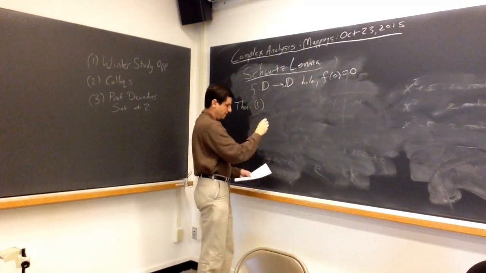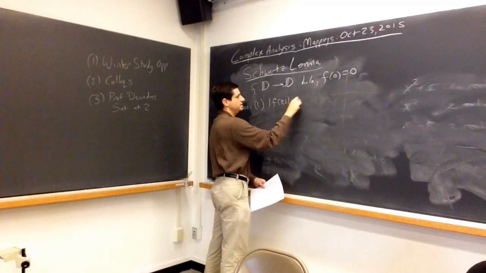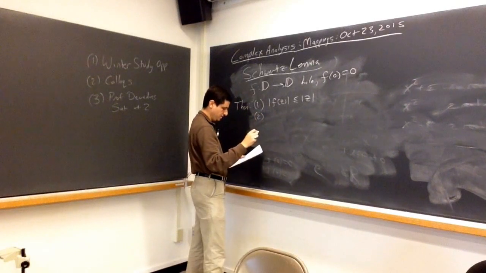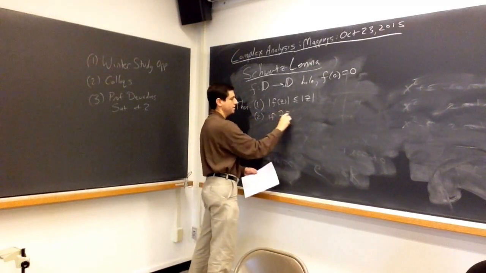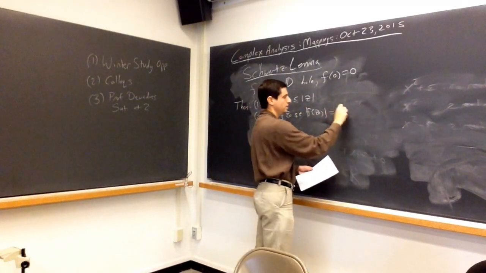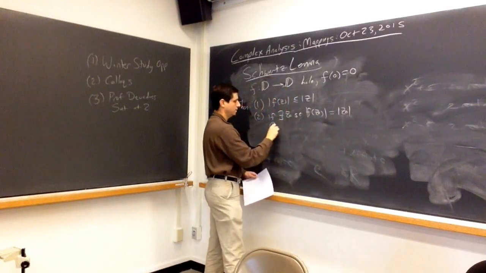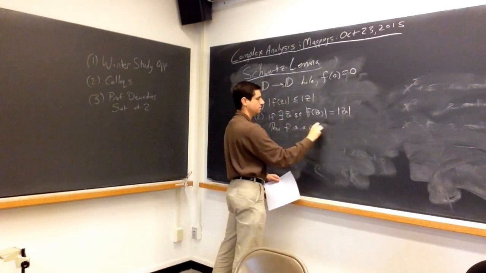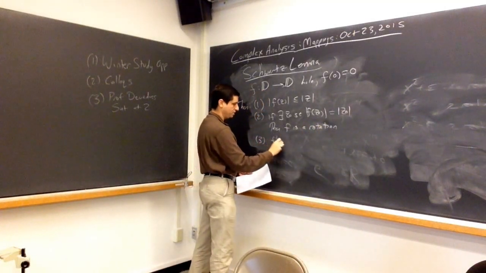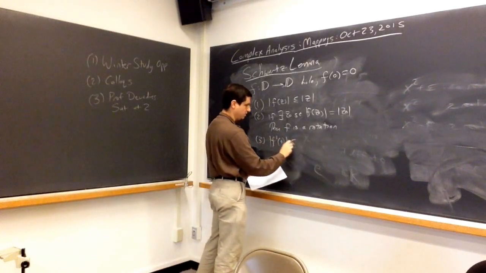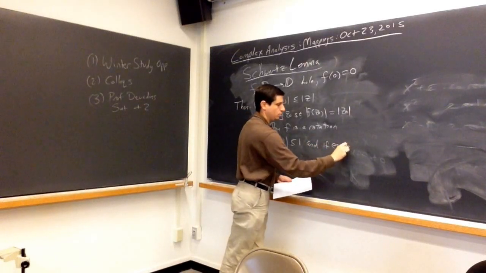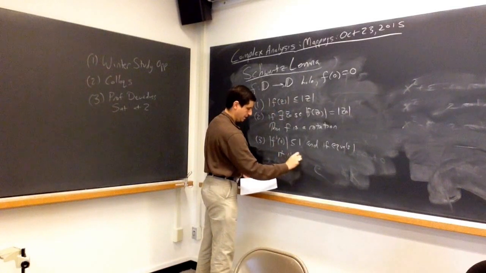The first one is that the absolute value of f of z is less than or equal to the absolute value of z. The second is if there exists a z0 such that the absolute value of f of z0 equals the absolute value of z0, then f is a rotation. And the last is that the absolute value of f prime of 0 is less than or equal to 1, and if it equals 1, then f is a rotation.